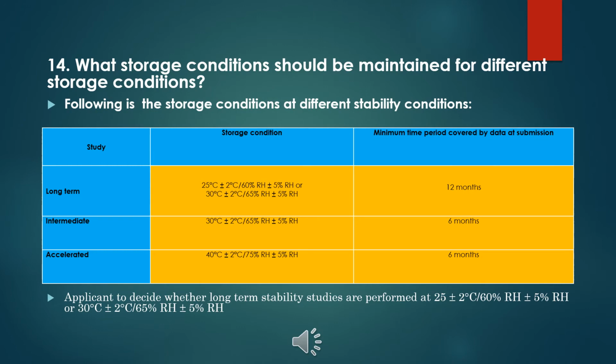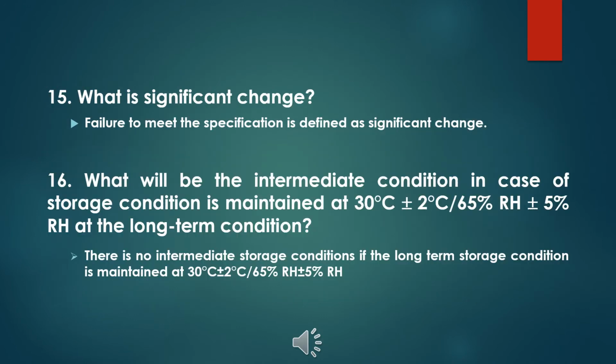Now it is applicant to decide whether long term stability studies are performed at 25 degrees centigrade plus minus 2 degrees centigrade with 60% RH plus minus 5% RH, or 30 degrees centigrade plus minus 2 degrees centigrade with 65% RH plus minus 5% RH. Next, very important question, friends. What is significant change? Failure to meet the specification is defined as significant change.